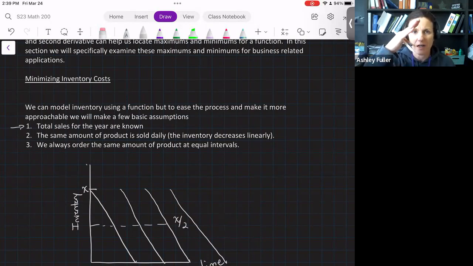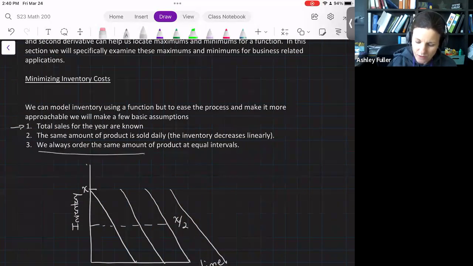That keeps our inventory declining at a linear rate versus having to make a complicated function for our inventory. And we're also going to assume that we always order the same amount of product, and we always order it at the same increment in time. So we order 100 items every 6 weeks. We're not going to change that.